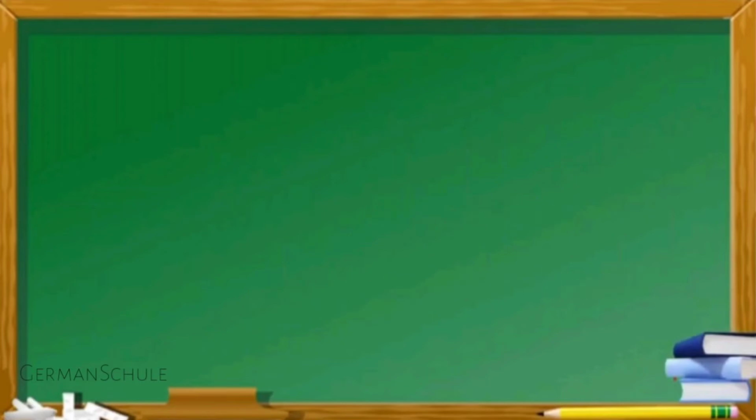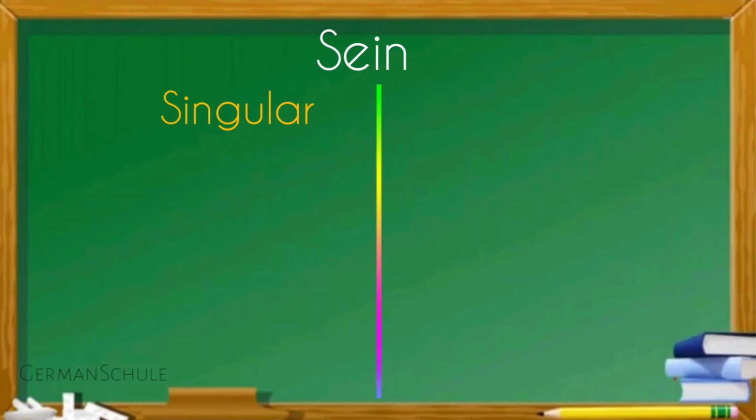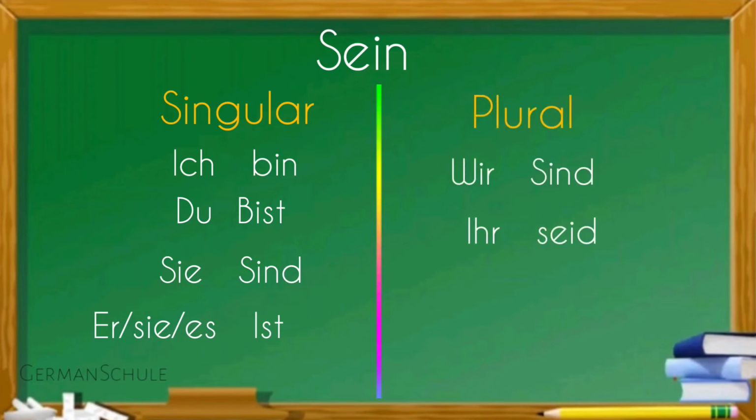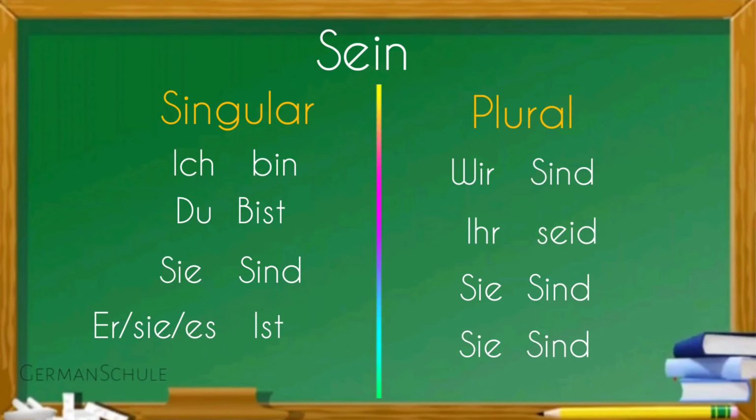Now we can move to the next, that is sein, to be. Here is the conjugation. First, singular. Ich bin, du bist, sie sind, sie es ist. Now plural, wir sind, ihr seid, sie sind, sie sind. Sein is the special verb. Unlike haben, there are no endings to consider. Here also you are advised to learn the conjugation as it is.